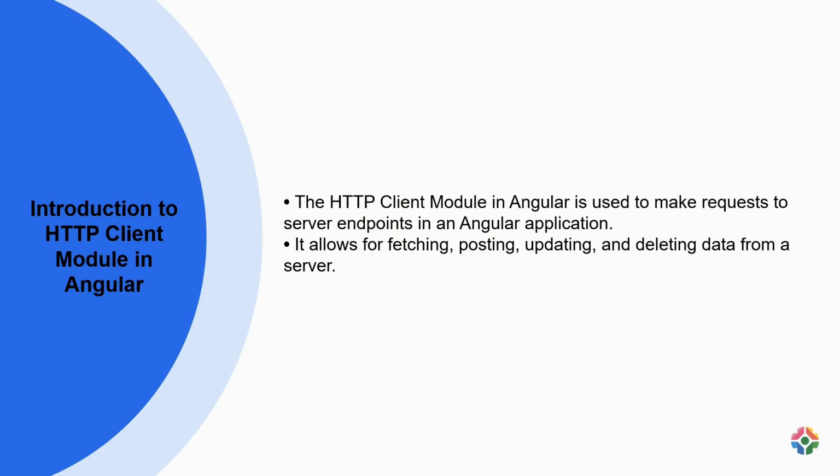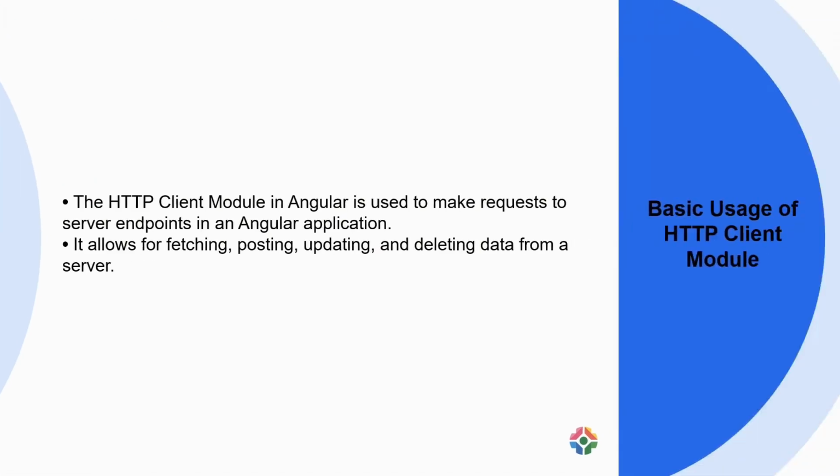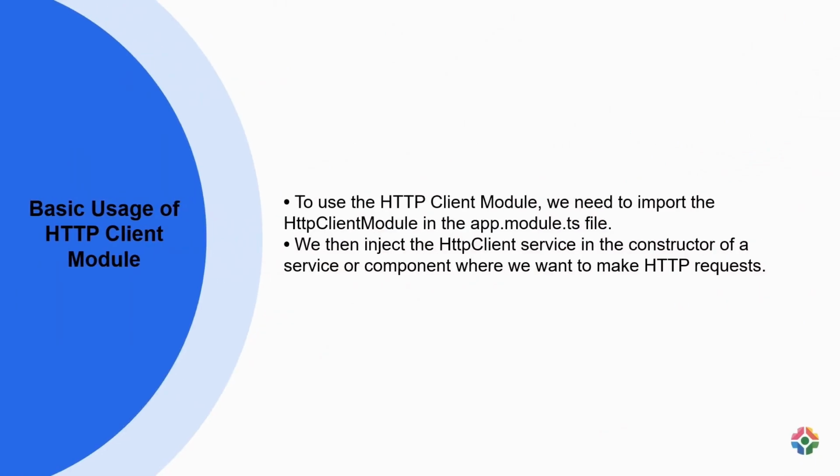For example, in an e-commerce website built with Angular, the HttpClient module can be utilized to retrieve product information from a server, add new products to the database, update existing product details, or delete products that are no longer available. The HttpClient module in Angular allows for making HTTP requests to interact with a server-side backend.